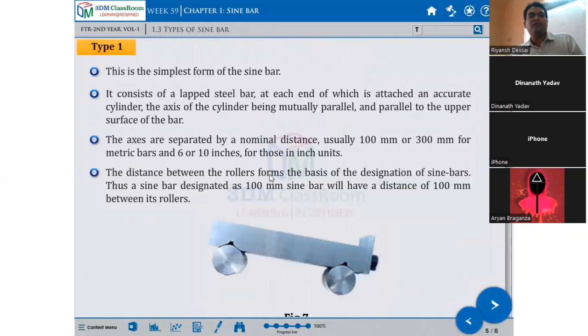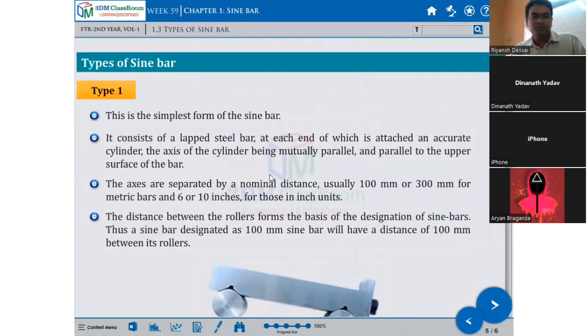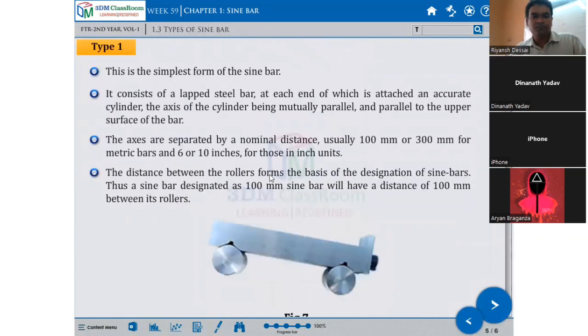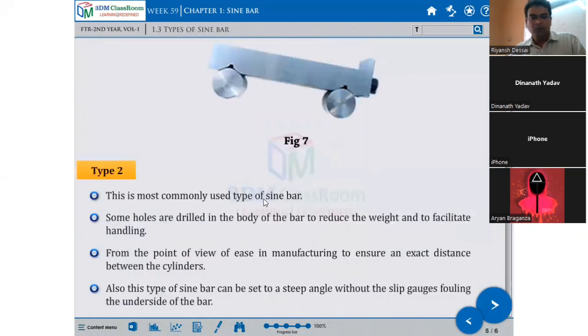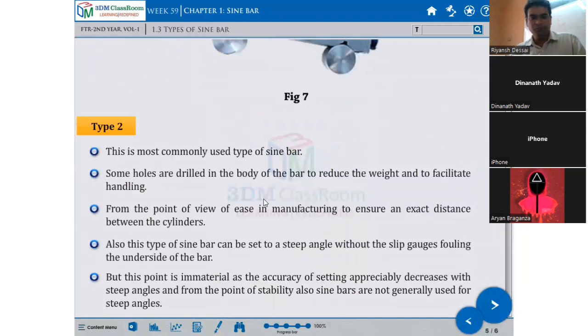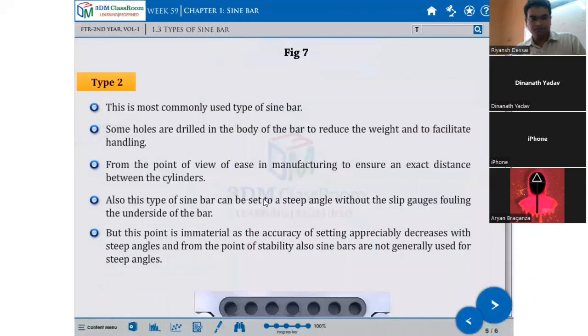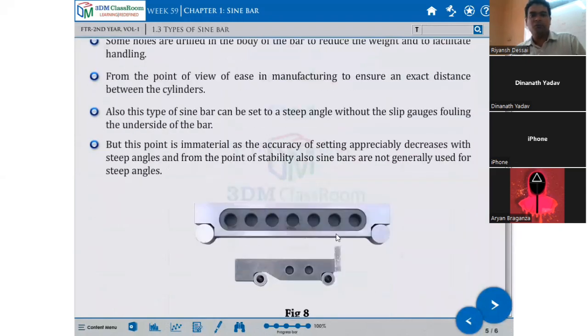Then types of sine bar, we have type 1. Here there is no hole which is parallel to the datum from this surface. Usually 100, 300 and metric, and 6 to 10 inch. Then type 2 sine bar, it is the most common type of use which we have in our lab. This is the type 2 type.